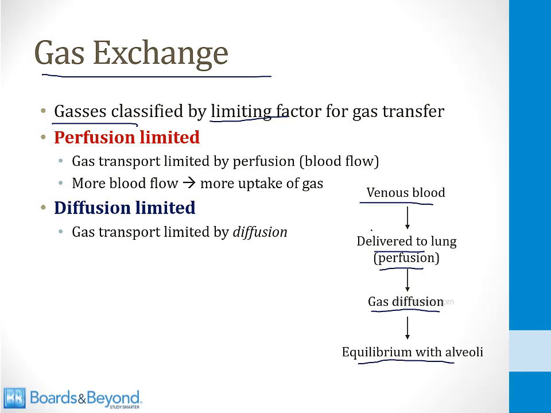Well, if the limiting factor is the blood flow delivered to the lungs, the perfusion, then we say that gas is perfusion limited. This means that the more blood flow we have, the more gas we will transfer, and that the total amount of gas that is transported depends on perfusion.